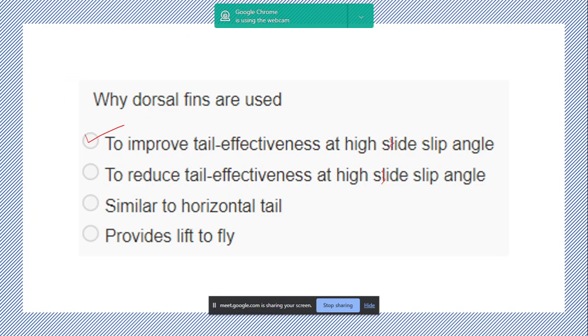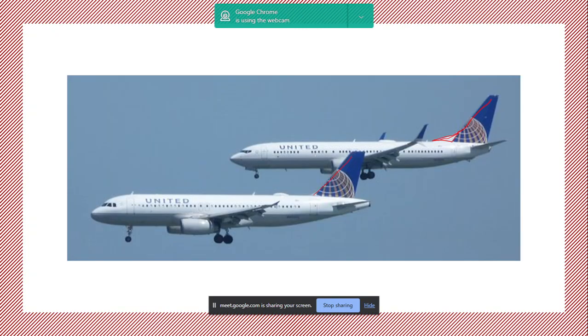Okay, so the answer was to improve tail effectiveness at high side slip angle. So it increases the range of side slip angle at which we can operate. Okay.